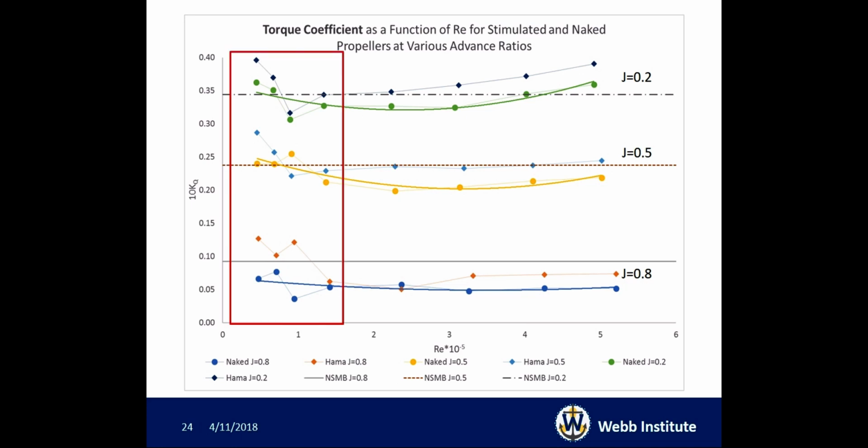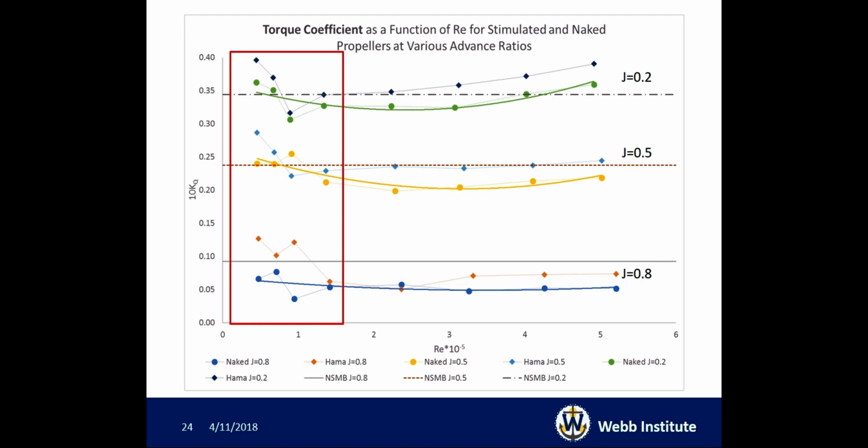shown here. Also note, especially as can be seen on this torque coefficient, these solid lines are the SMPE regression values. At J equals 0.5 particularly, the HAMA propeller has an excellent agreement with the SMPE regression, while at low Reynolds numbers, the naked propeller diverges at all points.